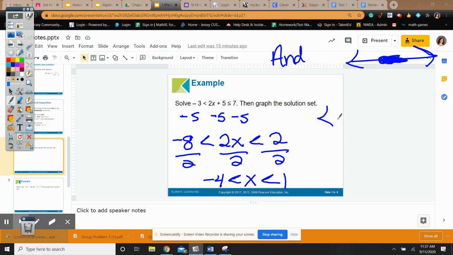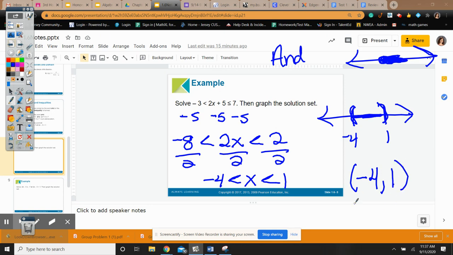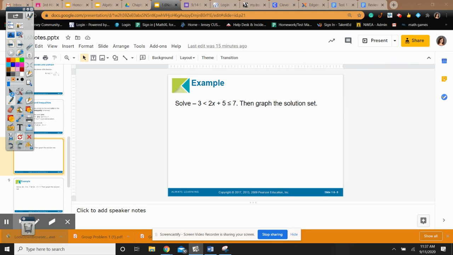This is an and. If I graph it, I put the small number, then the big number. These are open parentheses or open circles because there's no equal, and it's the values that are in between. So what values am I talking about? I'm talking about all the values from the small number, negative 4, to the big number 1. That would be my solution set.